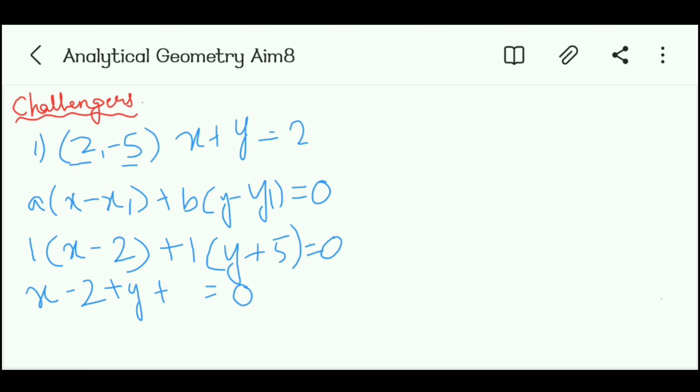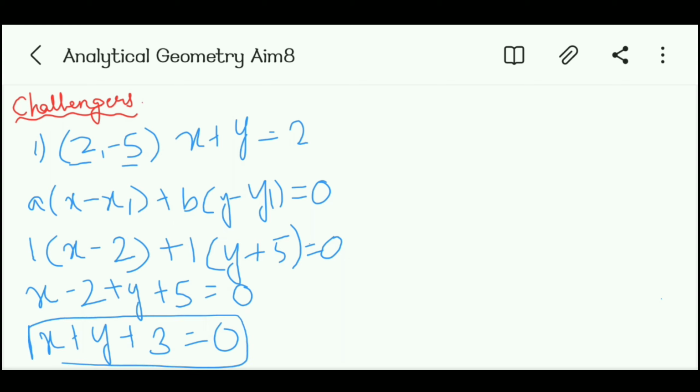Okay, now what we are supposed to do? Just 5 minus 2 we will do, right? Now x plus y plus 5 minus 2 is 3 is equal to 0. So this is the equation formed.